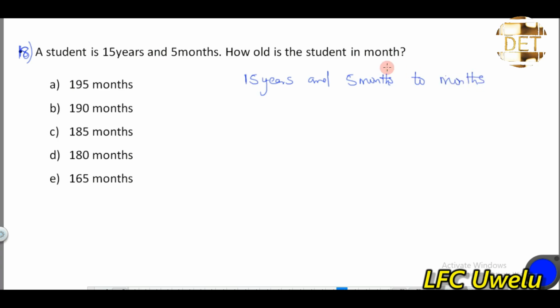Because the question is, how old is the student in months? So we want to convert 15 years and 5 months to months. Knowing fully well that 1 year is equal to 12 months, right? From January to December, January, February, March, April, May, June, July, August, September, October, November, December. They are 12 months, right? So 1 year is equal to 12 months.